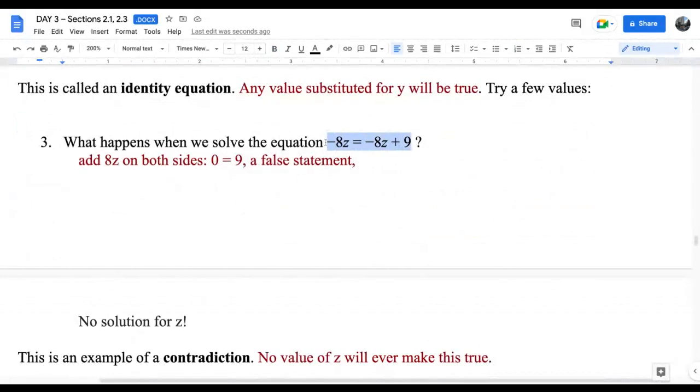Let's see the third situation. Let's say we have this equation: negative z equals negative z plus 9. Let's move this negative z from the right-hand side to the left-hand side. It becomes positive. Positive z minus z becomes 0. So we have 0 equals 9. A false statement. What does this statement say? This statement says no solution for z. So this equation has no solutions.